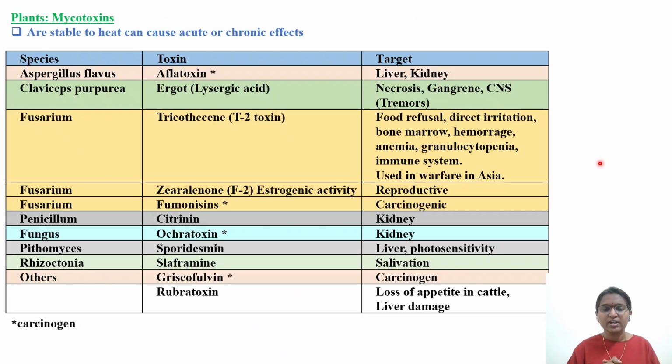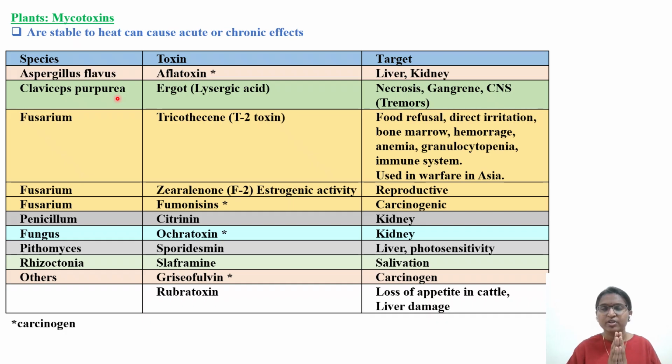Okay, so here what I have done is, from the DABT notes from the seniors, I have listed out various mycotoxins: the species, the toxin, and the target organ which they are affecting. So if you see Aspergillus flavus, it has this toxin, aflatoxin, and the target organ is liver and kidney. So this type of questions you'll get in the exam. Many questions on aflatoxin have been repeatedly asked in DABT, and this particular star mark says that it causes cancer.